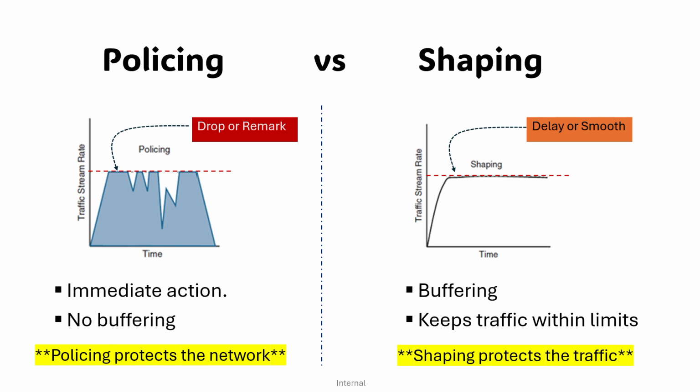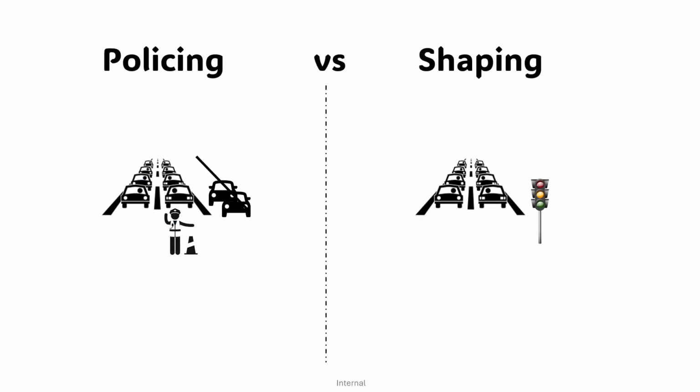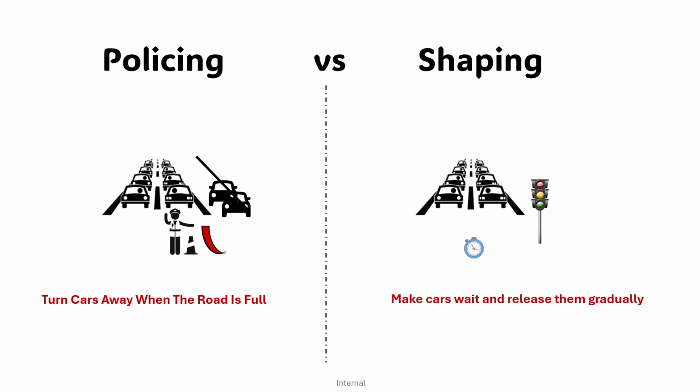Let me try to explain this with a simple analogy. You can think of road traffic. In policing, the police turns cars away when the road is full, whereas shaping makes cars wait and releases them gradually.